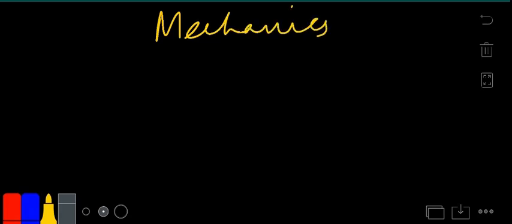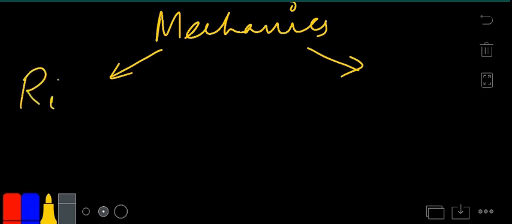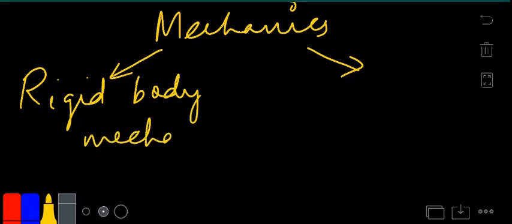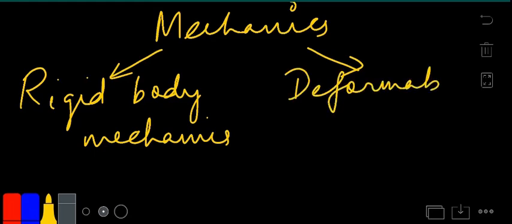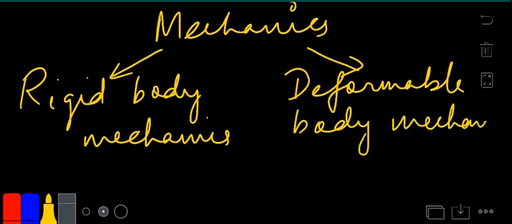So now, the mechanics of solids are classified into two primary groups. The first one is rigid body mechanics, and the second one is deformable body mechanics. So what are exactly these two?